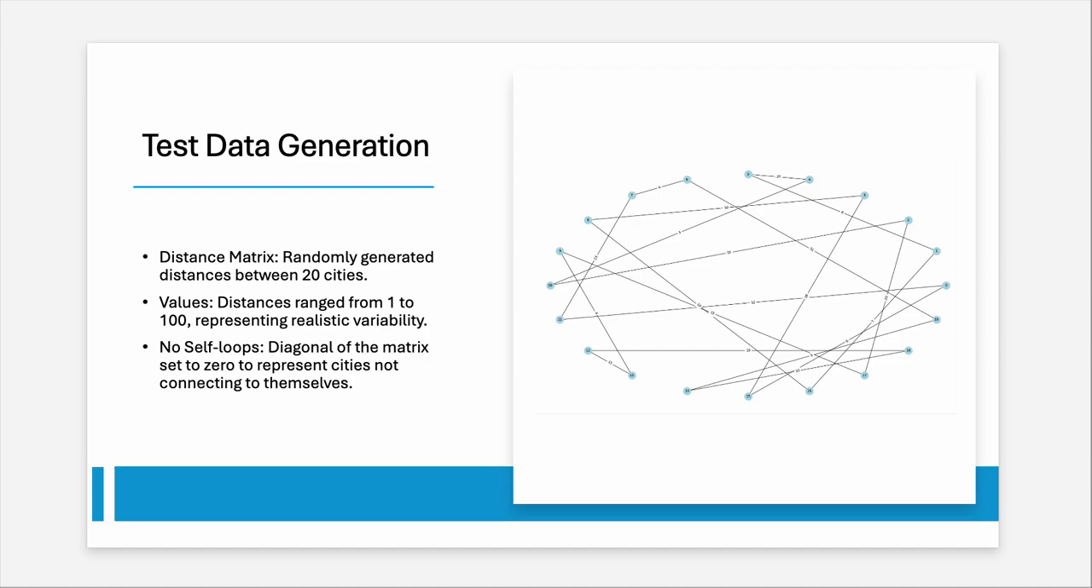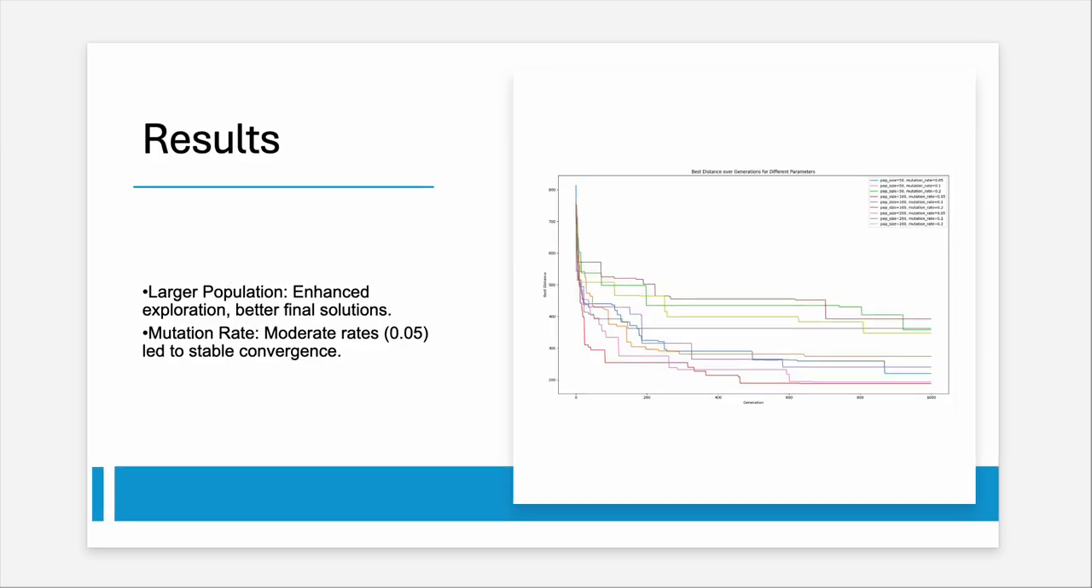The randomness of this test data allows us to rigorously evaluate the GWAC's ability to find efficient paths through various and realistic problem scenarios. The results of tuning GWAC with different parameter combinations were insightful. We found that larger population size led to a better outcome. The configuration with population size of 200 and a mutation rate of 0.05 consistently provided the shortest path.